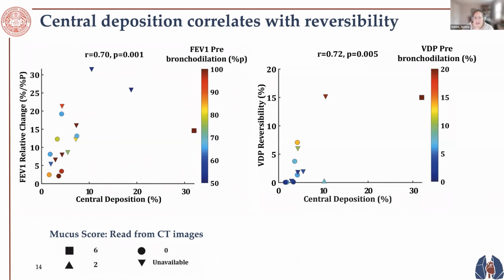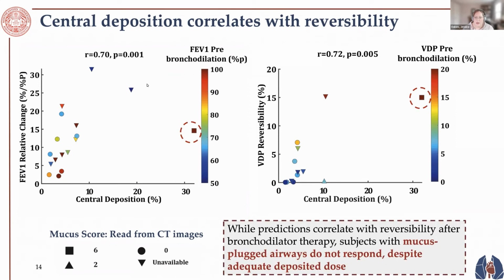We also looked at VDP reversibility. So this is the reversibility of the MRI measure of defects. You can note that the subject here, the square subject, is a subject with several mucus plugs in their airways. And again, they do not tend to follow the trend that they have high central deposition, but their FEV1 doesn't change.